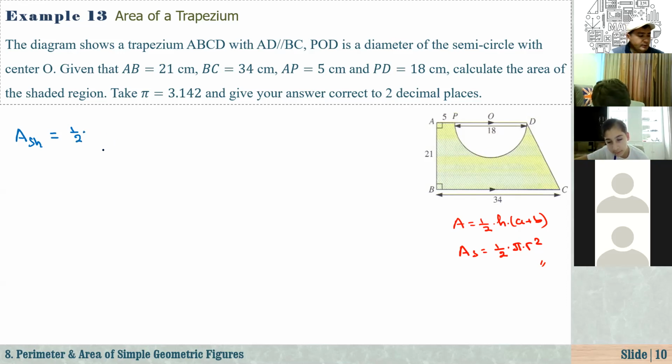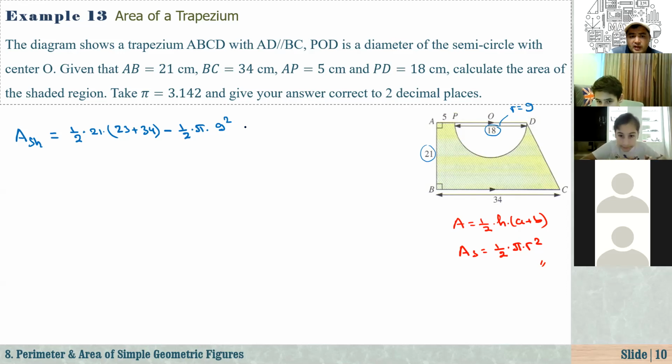Good. Okay, Rahim, let's do it together. 1/2 times the area of the trapezium, right? What is the height? Height is 21. So 10.5 times the sum of the parallel sides. The top part is 5 plus 18, that is 23. The longer side is 34. Then minus the area of the semicircle, 1/2 times pi times r squared. Since the diameter is 18, the radius is 9, because 2 times radius equals diameter. So that is 9 squared. And after that, use a calculator and just write the answer.